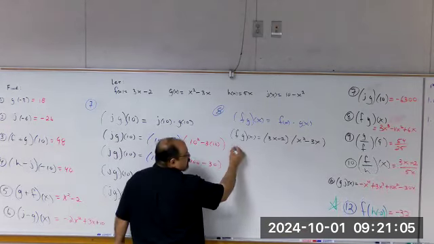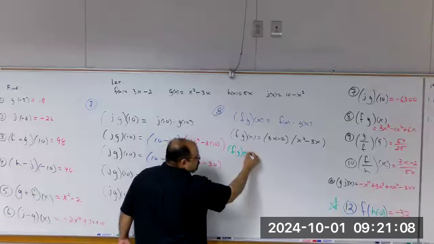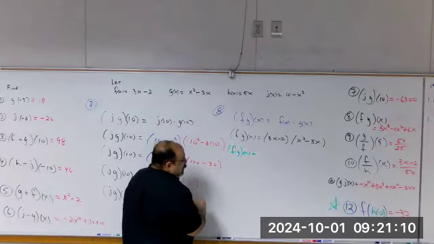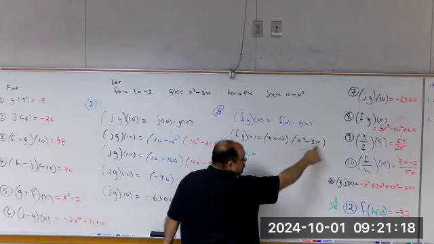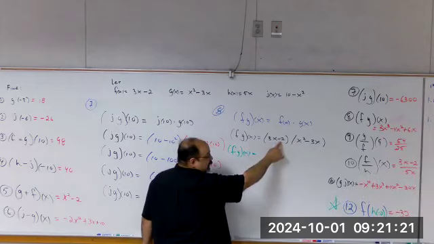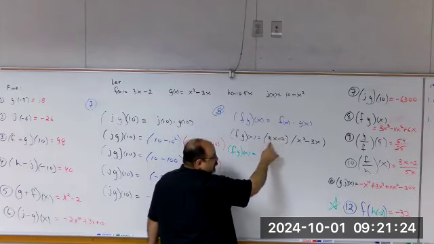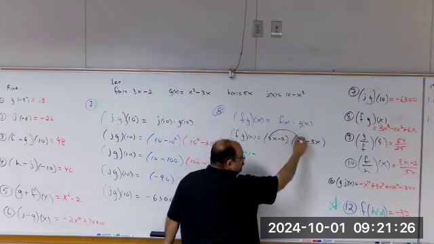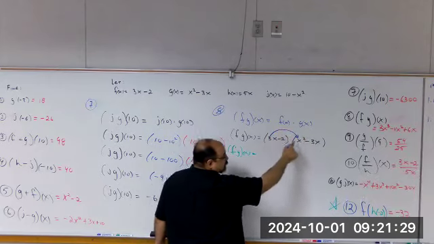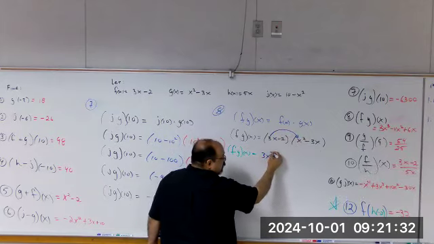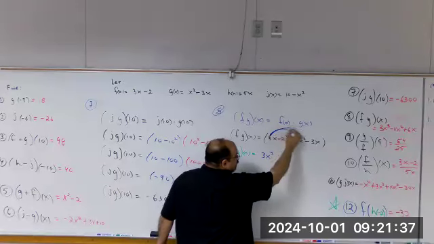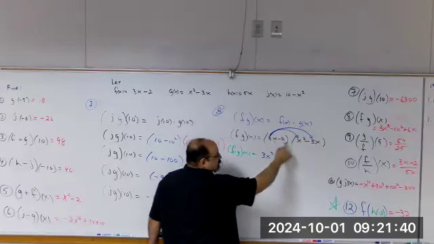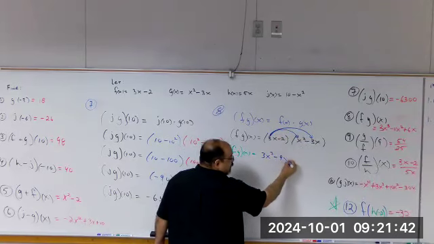So f times g of x. Each one gets distributed one at a time. 3x is going to multiply with each term, and then we're going to distribute negative 2. So 3x times positive 1x squared. 3x times x squared is 3x to the third. Then 3x times negative 3x, a positive times a negative, is negative 9x to the second.